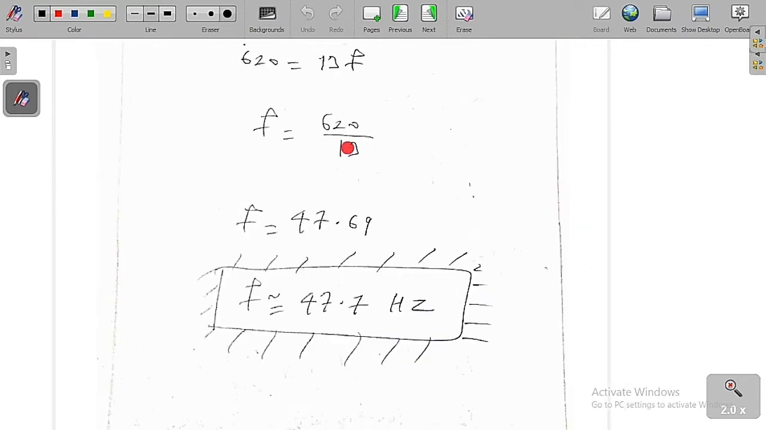So F is equal to 620 by 13. Then we are going to get 47.69, which is nearly equal to 47.7 hertz. So this is the frequency of operation that we are going to get whenever the two generators G1 and G2 are connected in parallel for a load demand of 600 megawatt. So 47.7 hertz is the correct solution of this question.